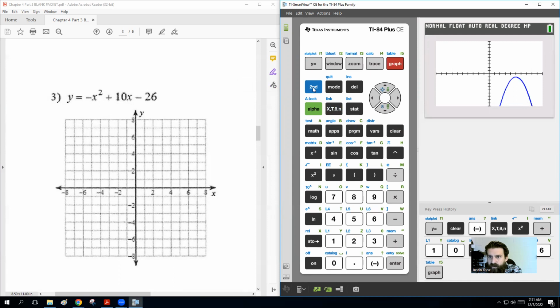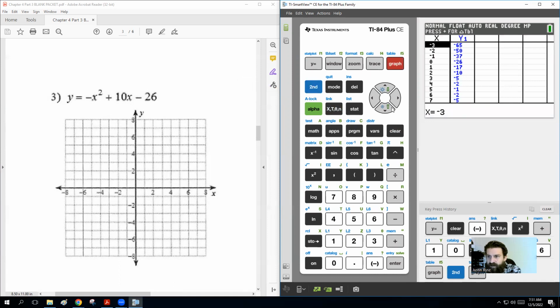All right, now if we want to get points, we can get a table by going second table. And that gives us some points here, and we can scroll up and down through the table to try to find some values to plot. Let's see, it looks like around 3 is the first one we can do. 3 is at -5. 4 is at -2. 5 is at -1. And then it keeps going down like so. All right, so we got a graph.